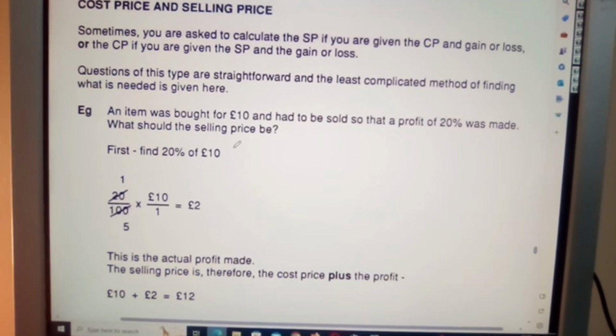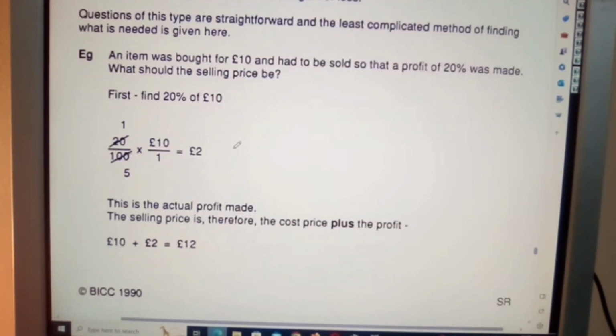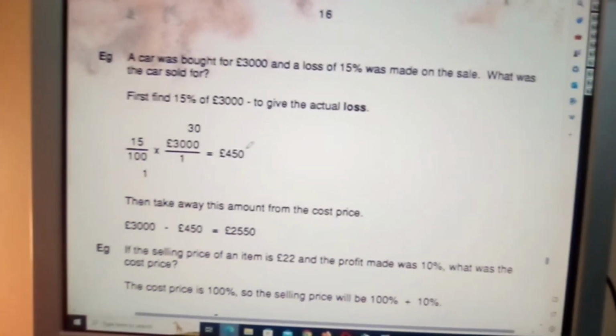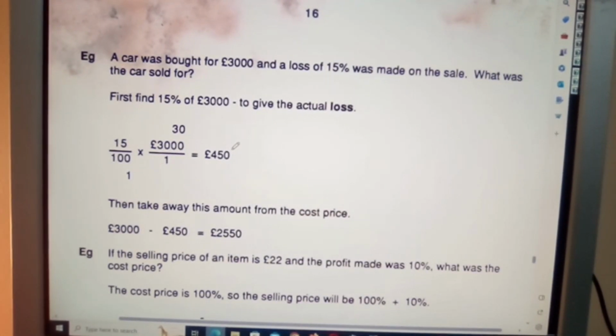Cost price and selling price. Here you have some more information showing you how to apply that process.